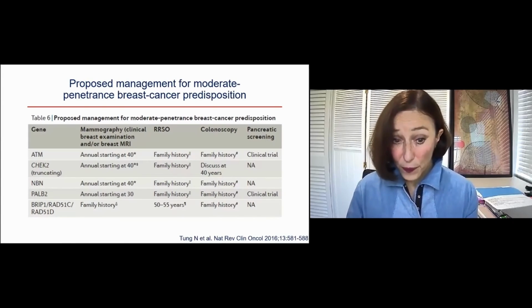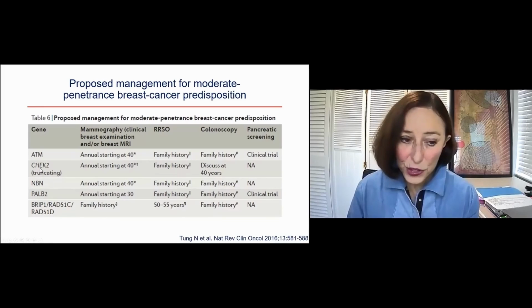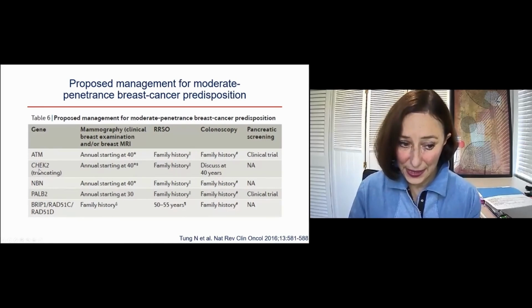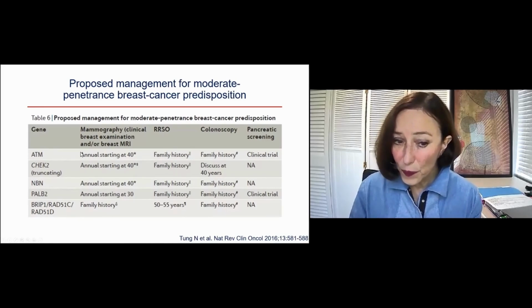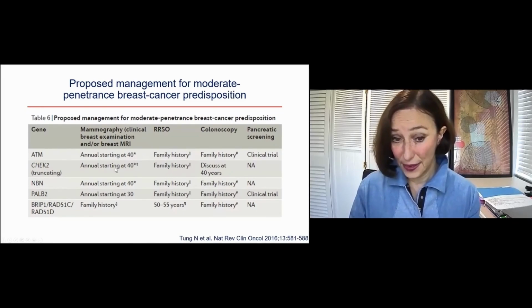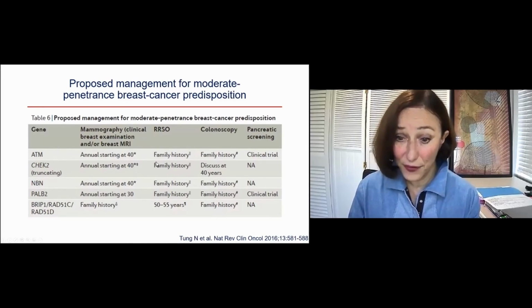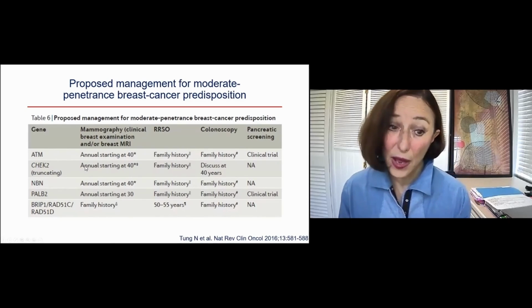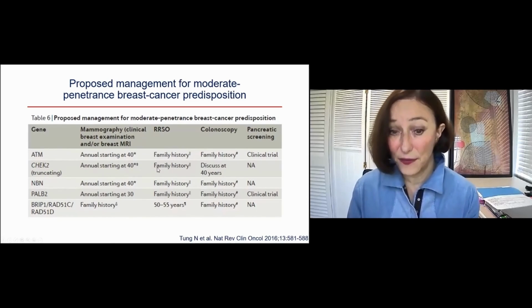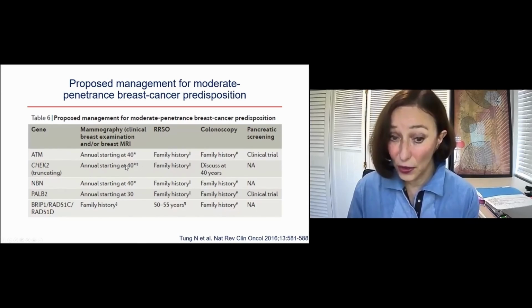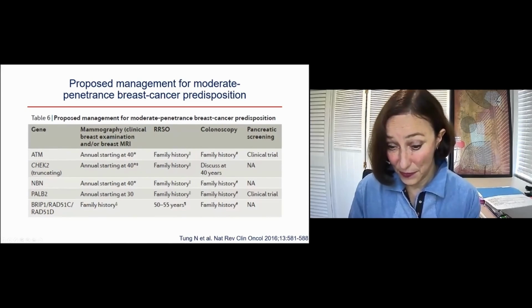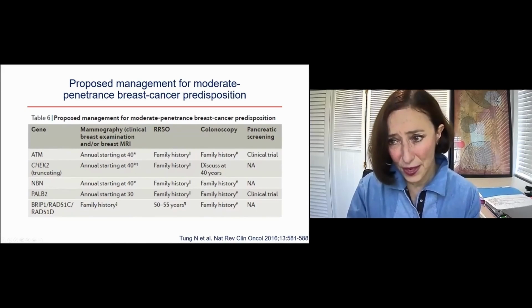Just to remember that we talked a lot about the higher risk genes. For these more moderate genes like ATM or CHEK2, we start screening, but we start at 40 instead of at 25, although it's affected by family history. So if you have an alteration in one of these genes and a family history of breast cancer at younger ages, we might be modifying some of these effects. So all these things are discussions, and it's hard to just look them up in a table and say, oh yeah, that's me.